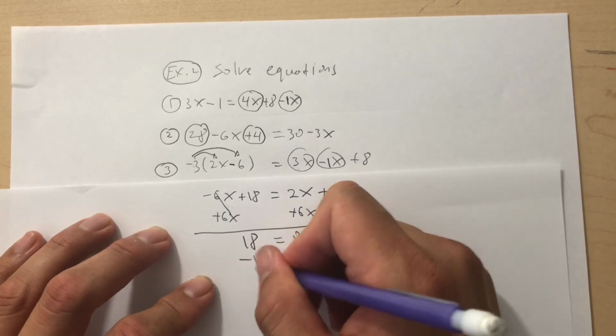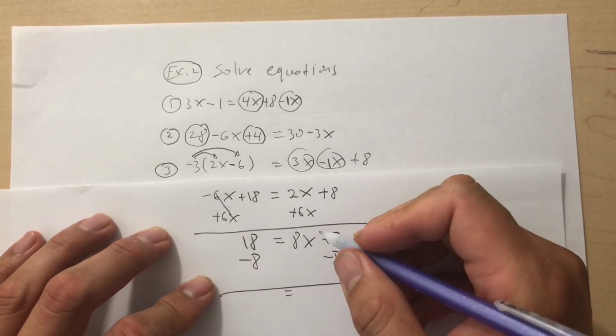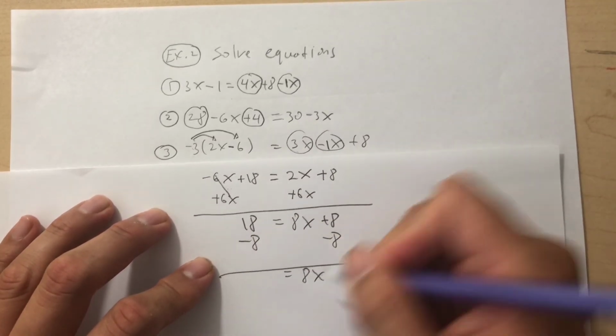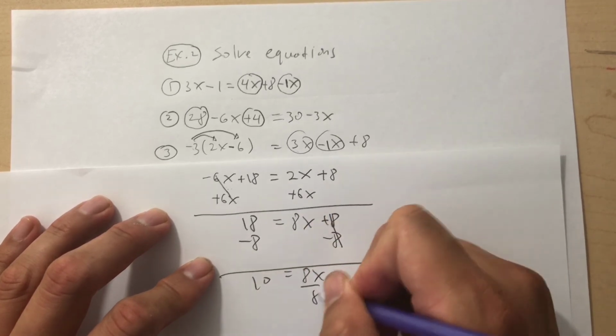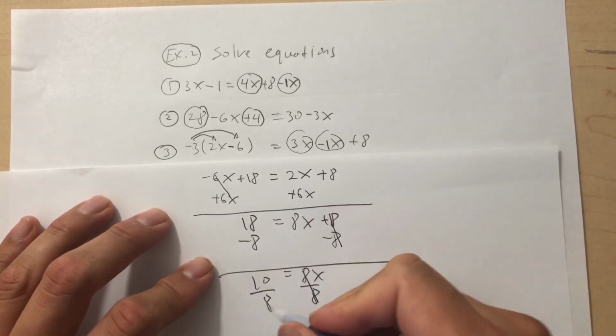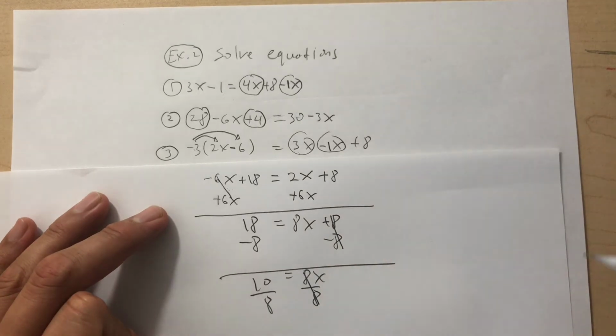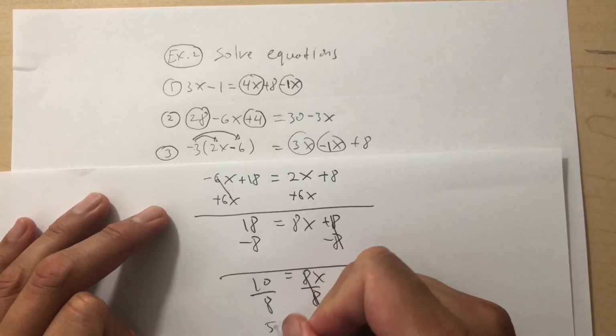Subtract 8 from both sides. That would give me, let me move up a little bit. 8x cancel, that would give me 10 divided by 8. You always want to reduce, even though you can't divide, that's okay. You can always leave your answer as a fraction. This one here divided by 2 gives me 5/4.